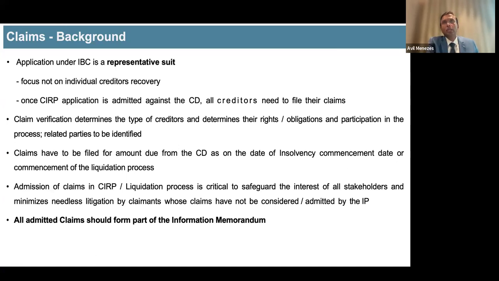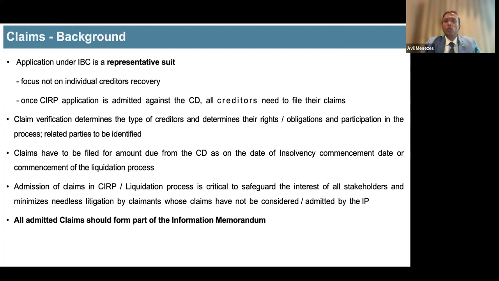Yes, you have quasi judicial powers when it comes to being a liquidator. So yes, when you're a liquidator, you will have to verify the claims. You will have to also admit the claims, and you will have to also take a position on why you're admitting a claim or rejecting a claim.